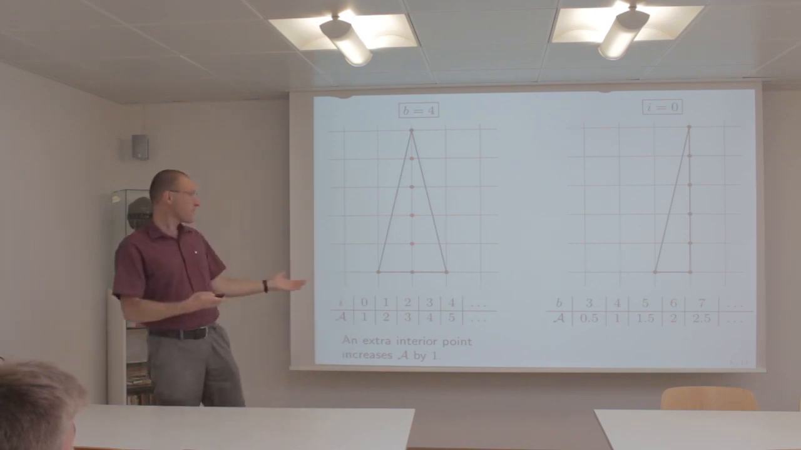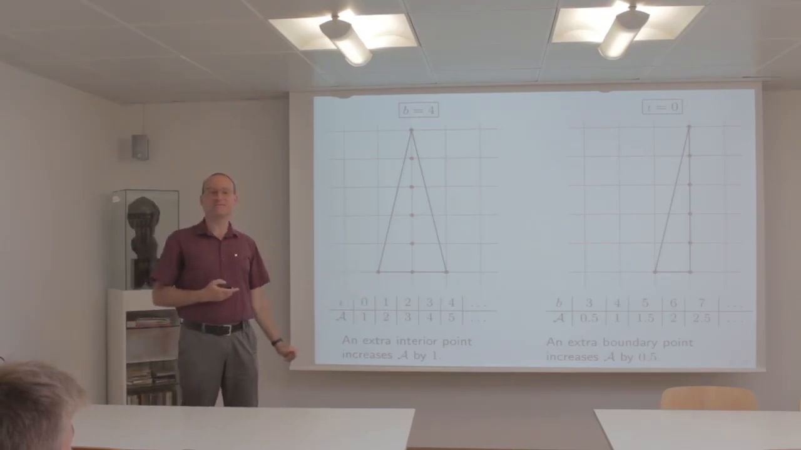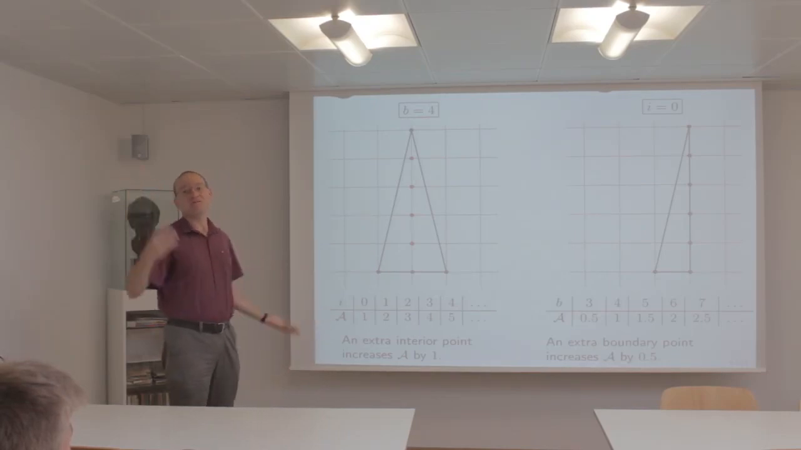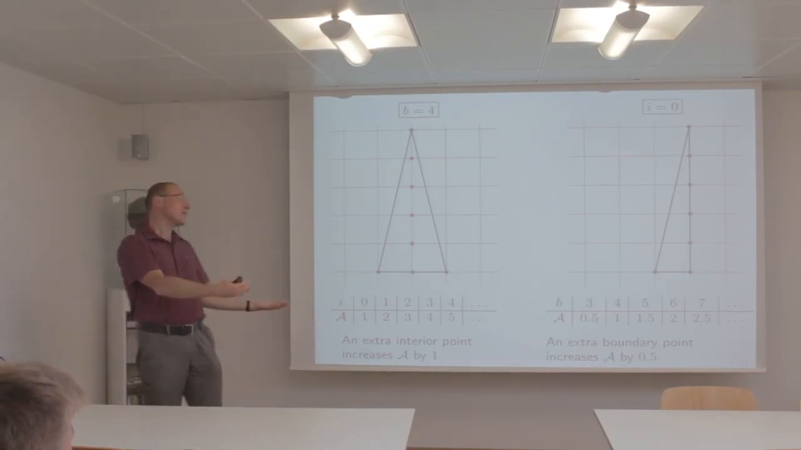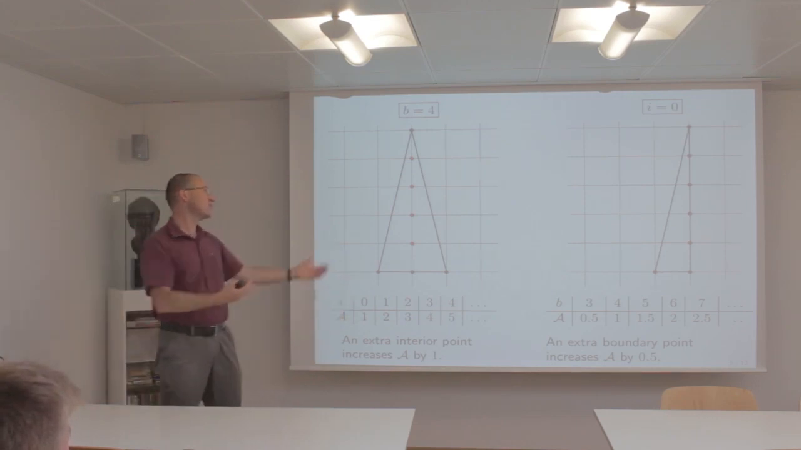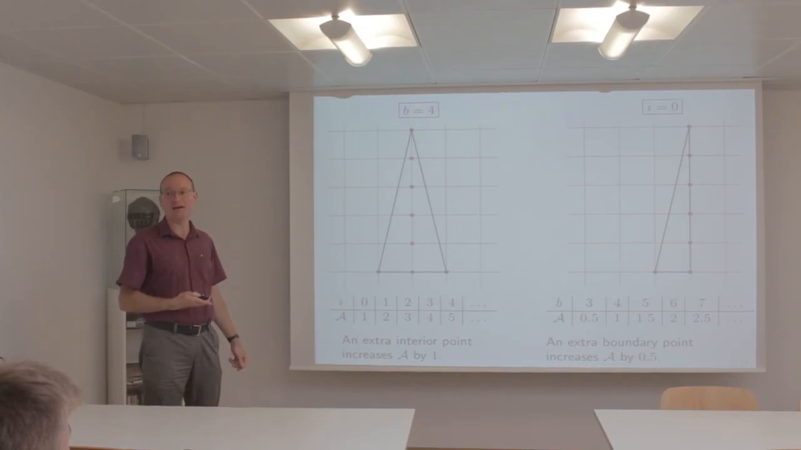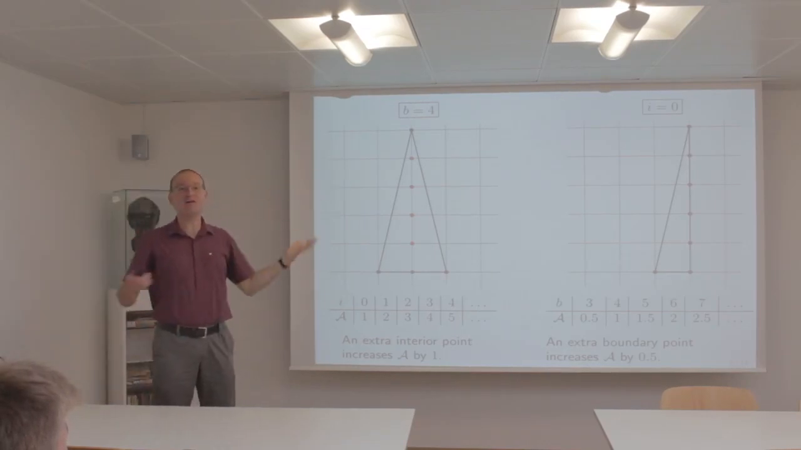Yes, so now, an extra boundary point increases the area by 0.5. What is your name? Philip. Philip. Yes, so Philip gets the formula. I'll give you some more experimental data so that you can also guess the formula, but yes, an extra boundary point increases the area by 0.5. Now, we fixed B, we fixed I. What else can we fix?